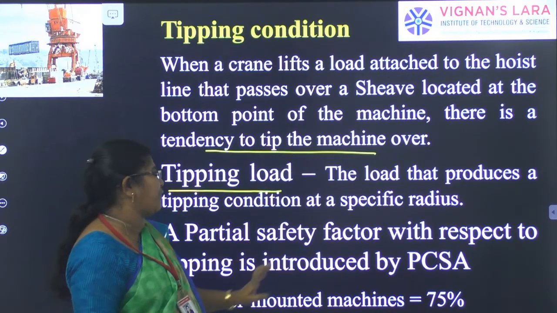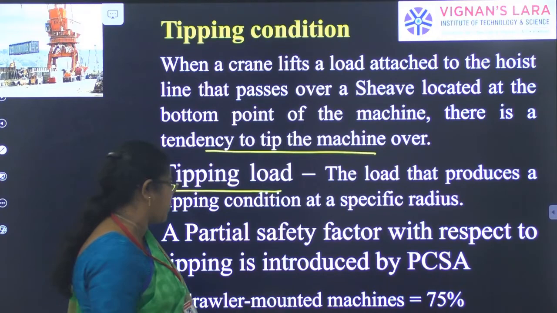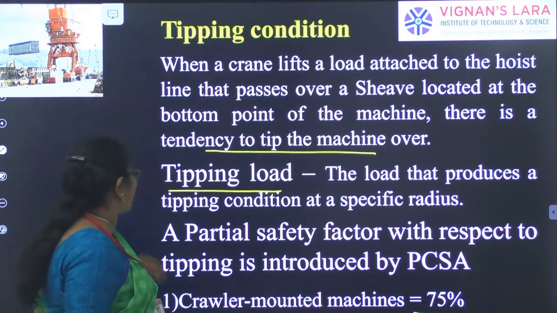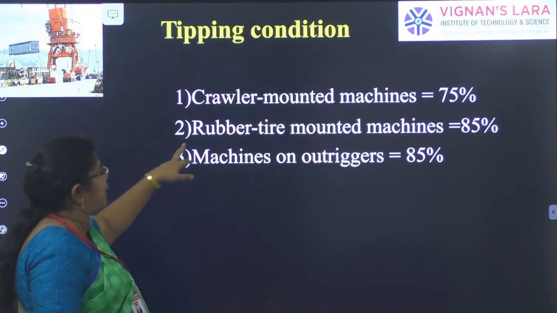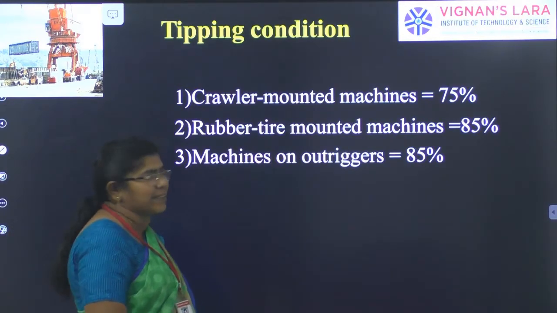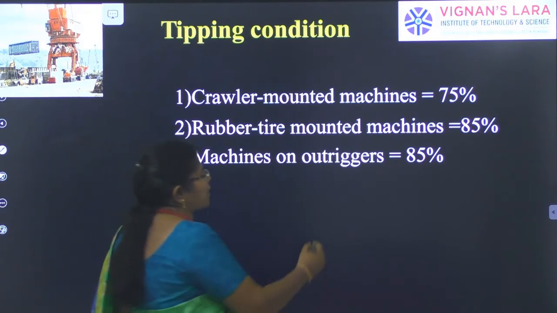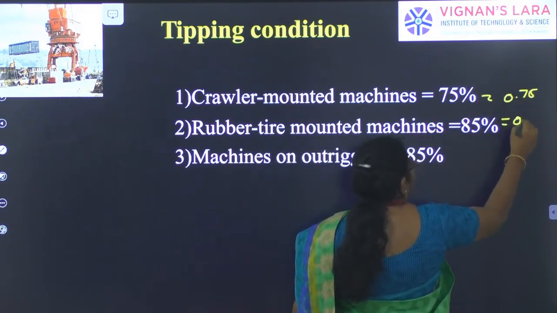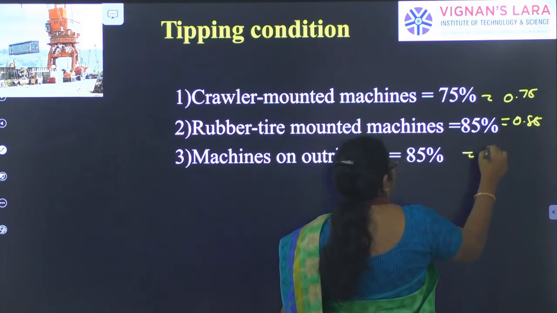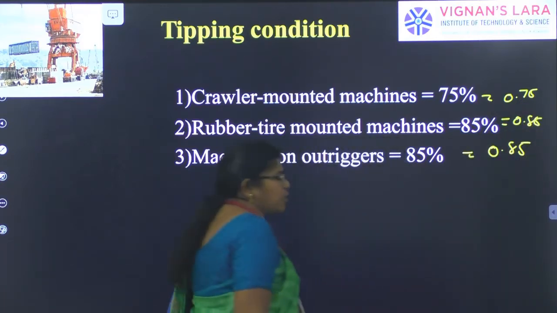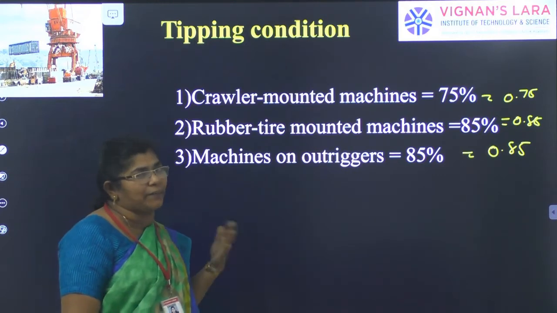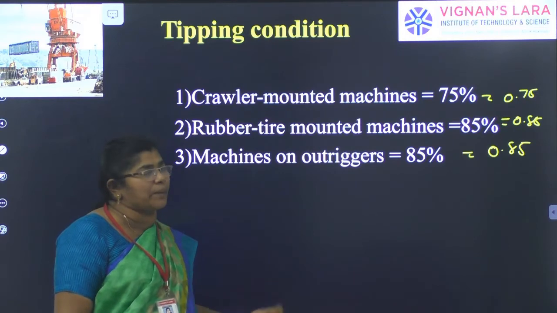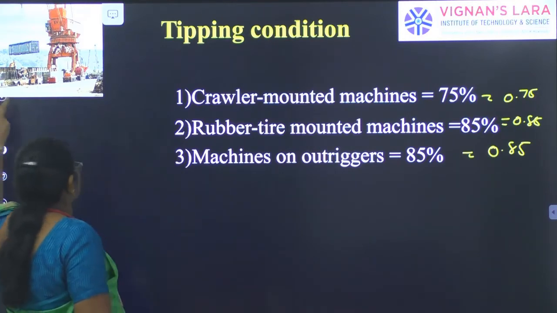A partial safety factor with respect to tipping is introduced. For crawler mounted machines it is 75%, that is 0.75, and for rubber tire mounted machines it is 85%, that is 0.85. So when I say wheel mounted, the partial safety factor is 0.85, and for crawler mounted machines the partial safety factor is 0.75.